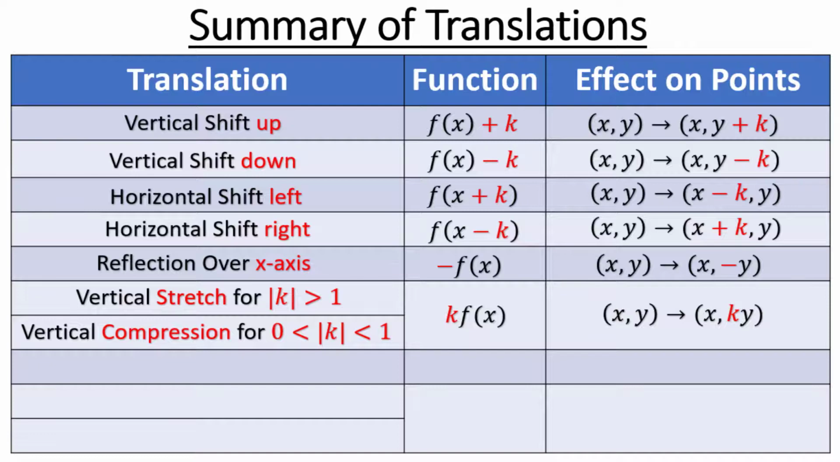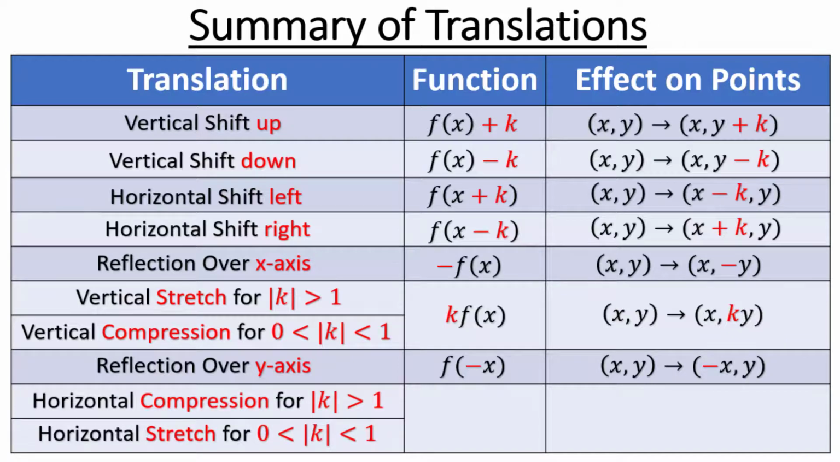Next, we had the reflection across the y-axis, represented by f(-x), which means we must change the sign on all of our x values. We also could have a horizontal stretch or compression, which is represented by f(kx), where k is inside the function. If the absolute value of k is greater than 1, you actually have a horizontal compression, and if the absolute value of k is between 0 and 1, you have a horizontal stretch, which is opposite of the rule that we had for vertical stretches and compressions.